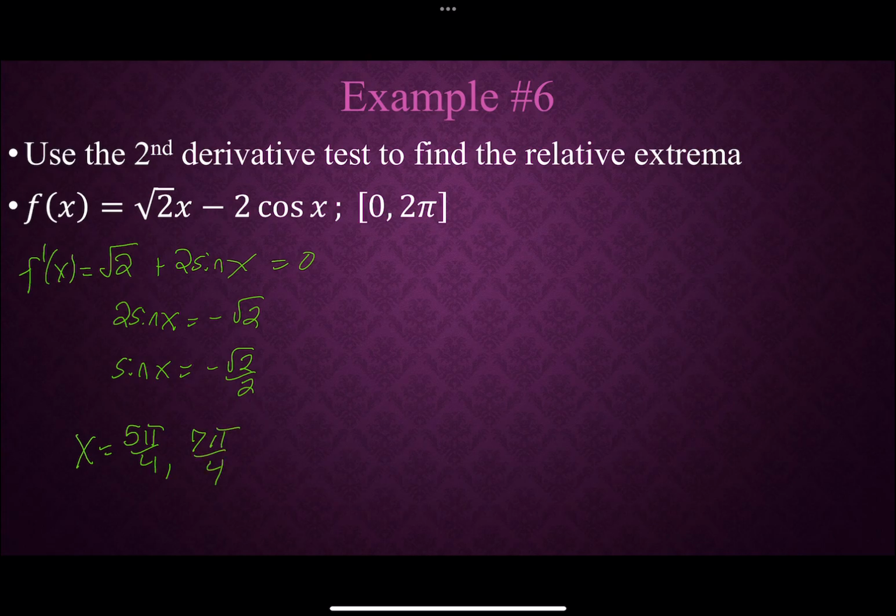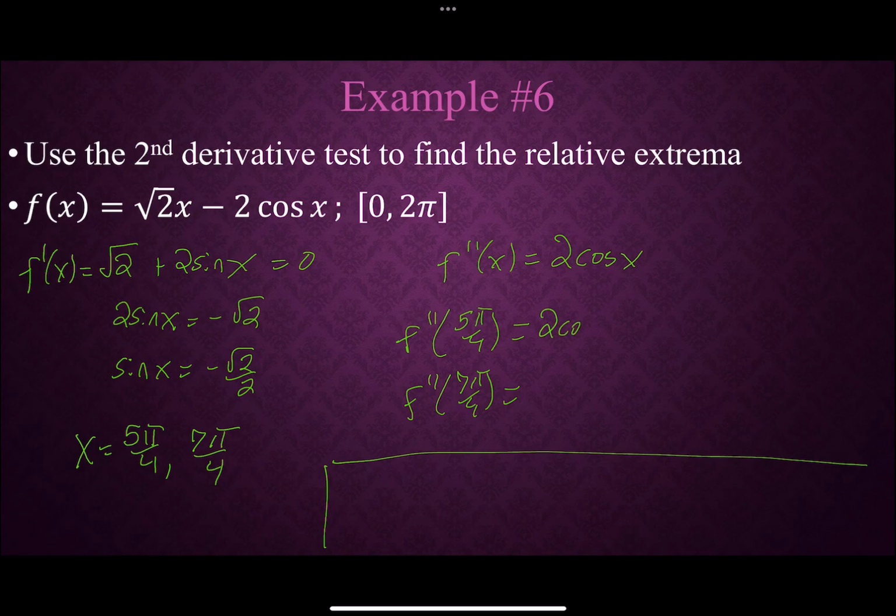And again, rather than doing a first derivative test where you set up intervals and see increase and decrease and all that, this is a simple enough equation, I can just take my second derivative. So now the root 2 disappears because there is no x. Sine becomes cosine, I get 2 cosine x for my second derivative. So we go ahead and plug in 5 pi over 4 into the second derivative, and we plug in 7 pi over 4 into the second derivative.